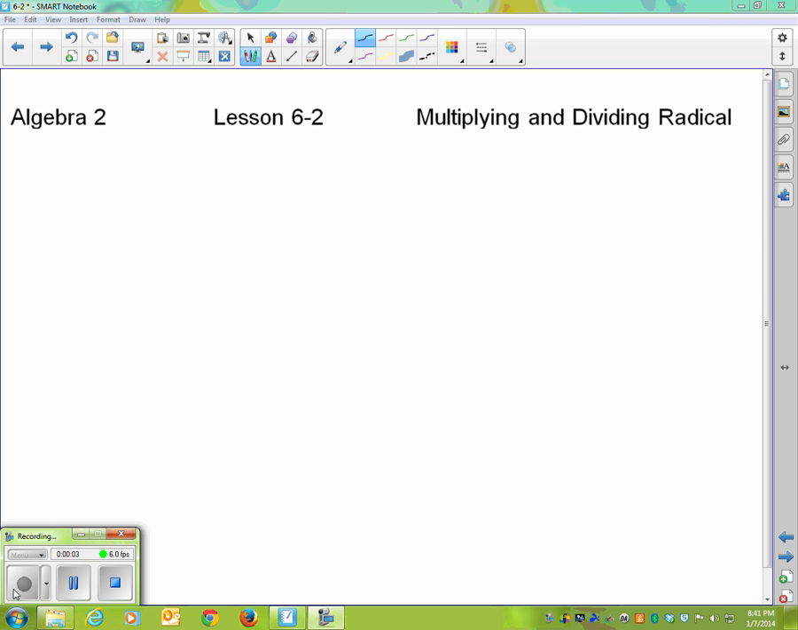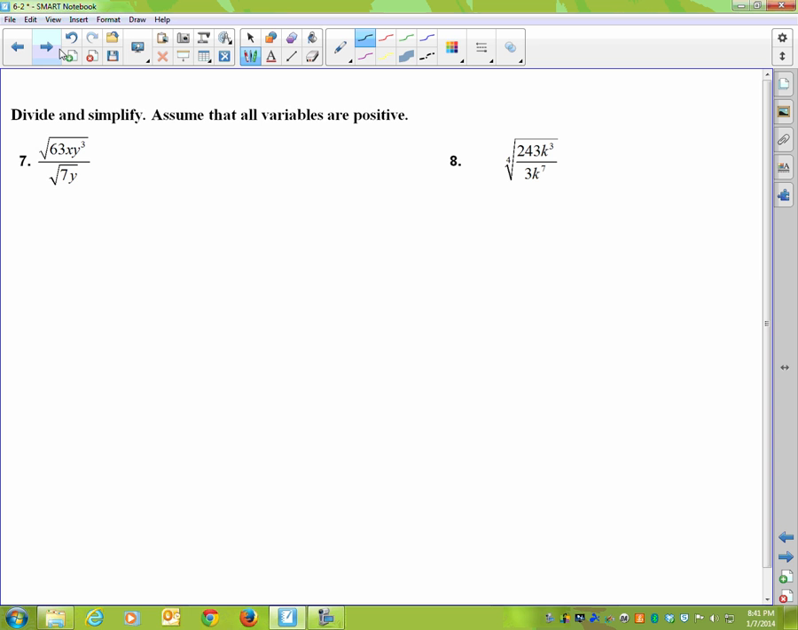We're going to talk about dividing radical expressions. Now, this is the second part of lesson 6.2. Dividing radical expressions are similar to multiplying. If you have a fraction with two different square roots, you can write them as one. I'll bring them together here.